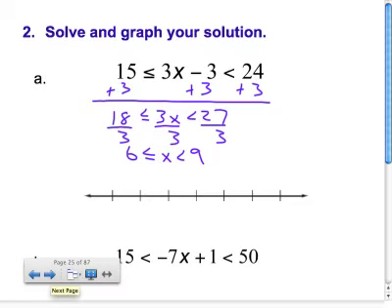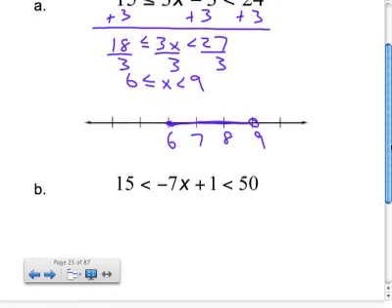And so now when I want to graph this, if this is 6, 7, 8, and 9, I put a closed circle at 6, an open circle at 9, and connect them. This is an AND inequality. One big one.